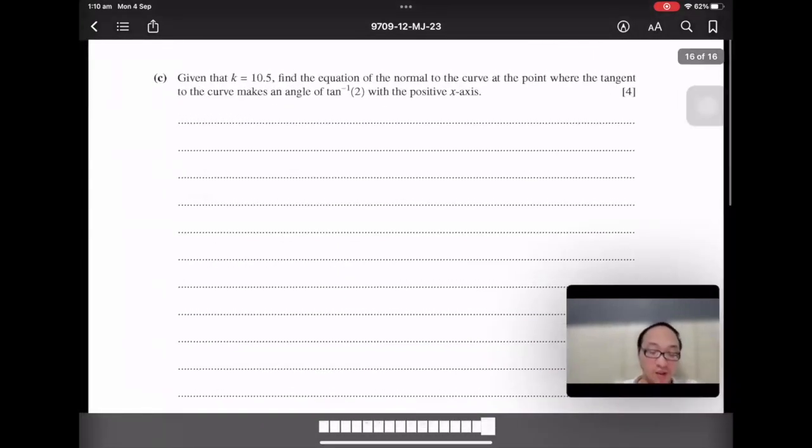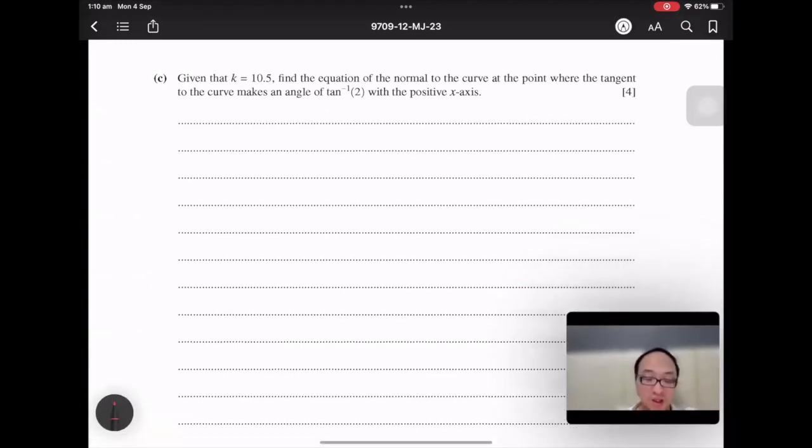And then given that k is 10.5, find the equation of the normal to the curve at the point where the tangent to the curve makes an angle of tan inverse 2 with the positive x-axis. So if we have the curve, and it says that the tangent has the angle theta here, with the gradient of the tangent. So that means this will be the gradient of the tangent. So the m is equal to 2.